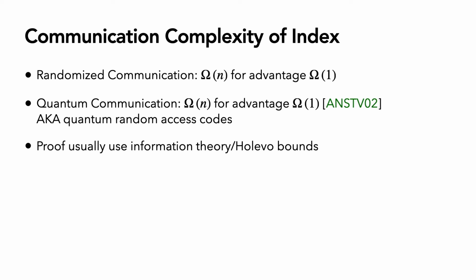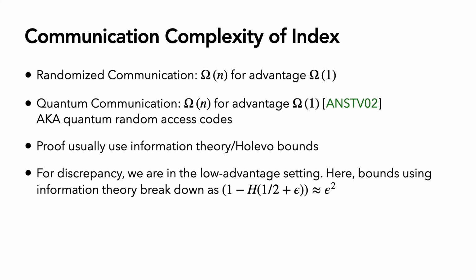These proofs all usually involve information theory and Holevo bounds. Unfortunately, for the regime of discrepancy, these techniques do not help. This is roughly because around a half, the binary entropy function behaves like a quadratic. Since we want an advantage of about 1 over square root n, this gives us a trivial lower bound.